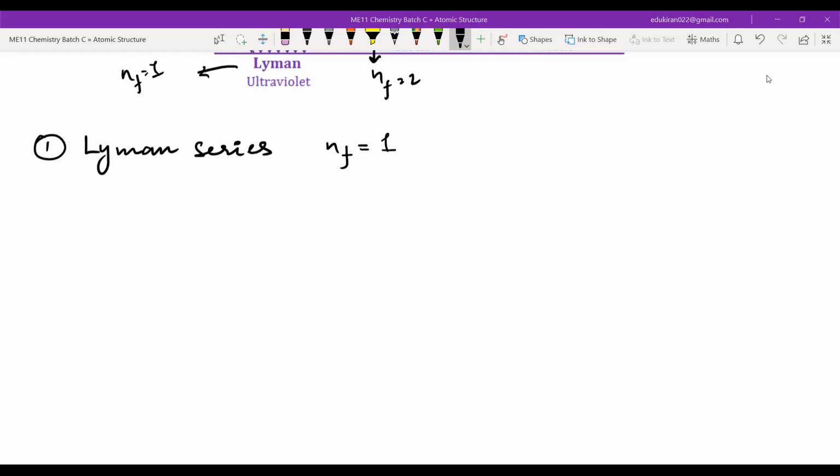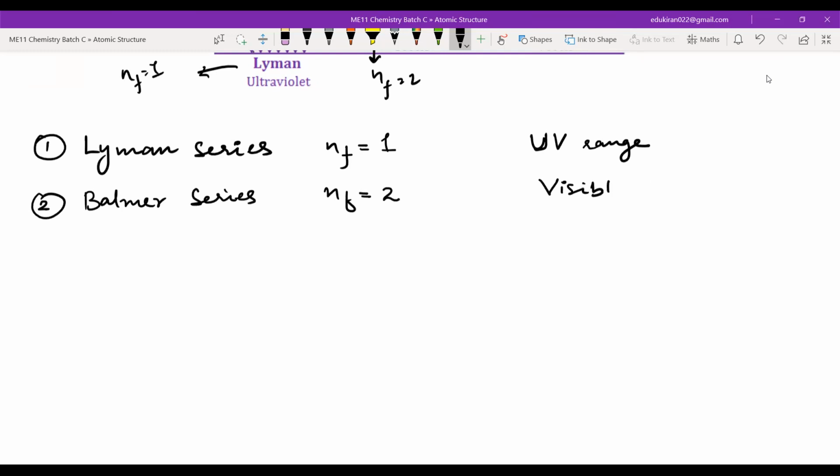So Lyman series lies in the range of UV range, the ultraviolet range. All these lines that you will get will be in the UV range. Second, after Lyman, is Balmer series. The n final for this is 2. This is only in the visible range. Then the third is Paschen series. The n final is equal to 3. It is present in the infrared region.